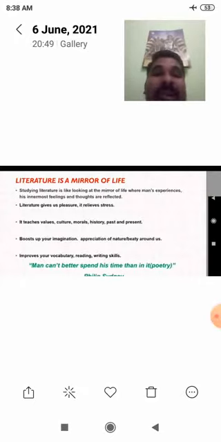Studying literature is like looking at the mirror of life, where man's experience, his innermost feelings and thoughts are reflected. If one studies literature, he is seeing the mirror of life, his own life he is seeing through the literature. Where man's experience, his innermost feelings and thoughts are reflected only through literature. What feelings we have, what emotions we have, everything is shown only by literature.